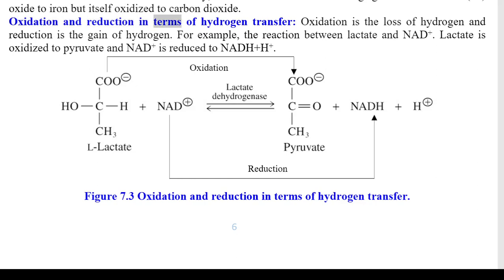Oxidation and reduction in terms of hydrogen transfer. Oxidation is the loss of hydrogen and reduction is the gain of hydrogen. For example, the reaction between lactate and NAD+. Lactate is oxidized to pyruvate and NAD+ is reduced to NADH plus H+. Figure 7.3 Oxidation and reduction in terms of hydrogen transfer.